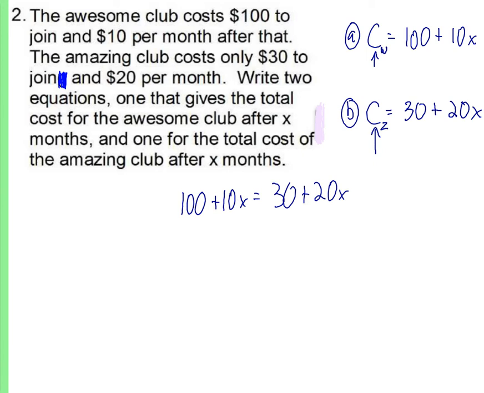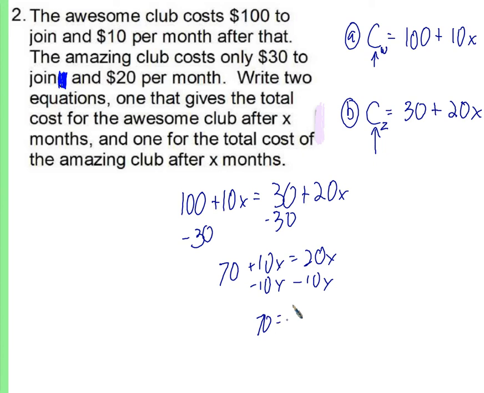set them equal to each other, solve for x. Minus 30 is 70. 20x minus 10x, minus 10x. 70 equals 10x. x equals 7. What's that mean? At 7 months, they're the same price. At exactly 7 months, they are exactly the same price. And so that means that after 7 months, I would want to go for it. If I plan on being a member longer than 7 months, I'll join the Awesome Club.